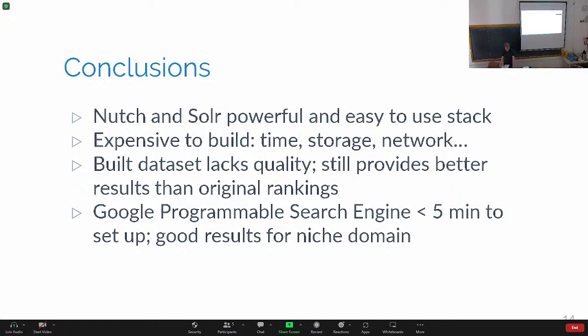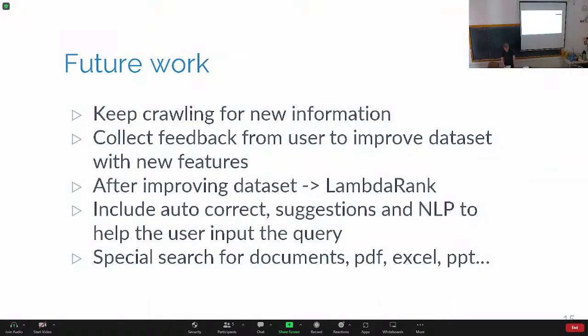And future work is to keep crawling for information, because this should be an ongoing process. The dataset needs improvements: maybe features which are not relevant should be removed, and feedback should be collected from users to add others. Later, LambdaRank could also be used to re-rank results. Another improvement would be to add autocorrect, spell checker, suggestions, and even natural language processing to help the user with the query. That's it.